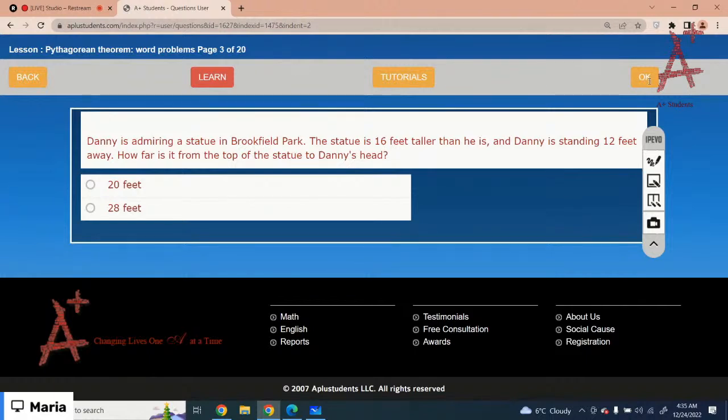16 square is 256 and 12 square is 144. Yes, it is 400, and the square root of 400 is 20 feet. So that means the correct option is 20 feet. Got it? Just select the correct option, then click on the OK button.